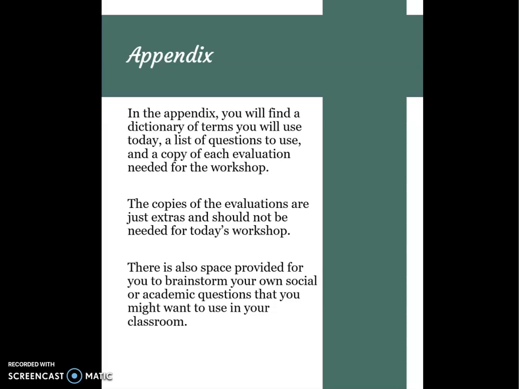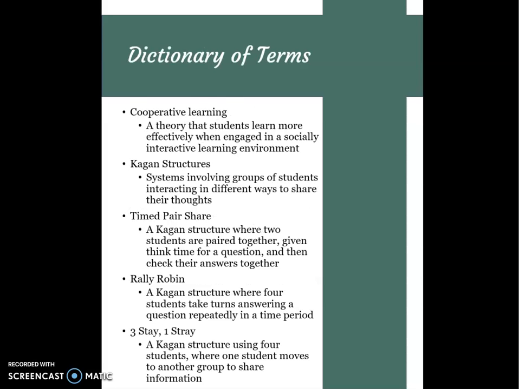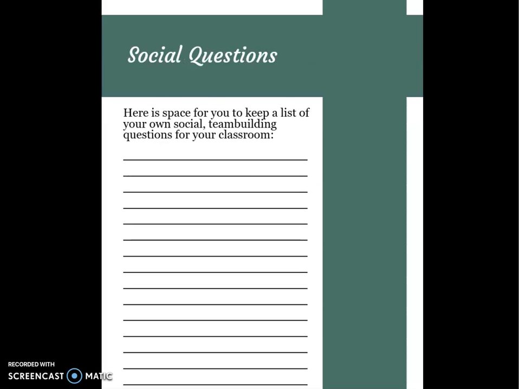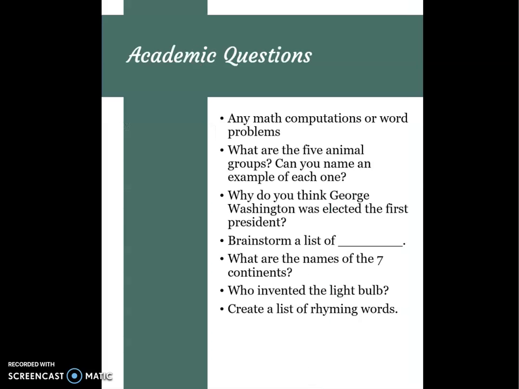Now, in my appendix, I also gave them the dictionary of terms, a list of questions for them to use, and an additional copy of the evaluations, just because they might need it for something. It's my dictionary, the social questions, the same as the facilitators, but I left them a space for creating their own list if they come up with ideas during the workshop that they want to jot down of questions they would use in their classroom.